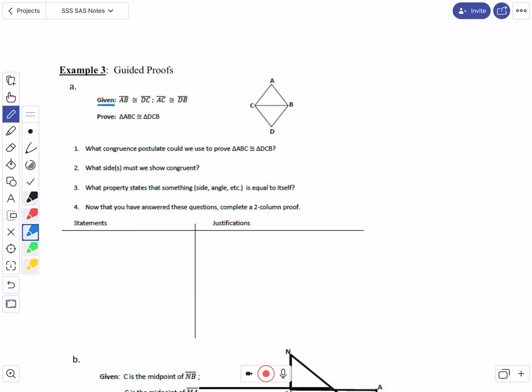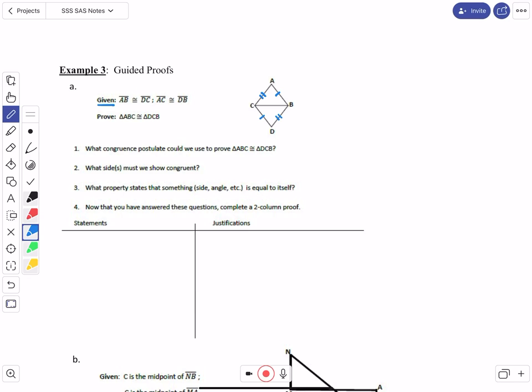So mark what you know. So AB is congruent to DC and AC is congruent to DB. Now, since these are different lines, make sure you do different marks. Now, prove that triangle ABC is congruent to DCB.